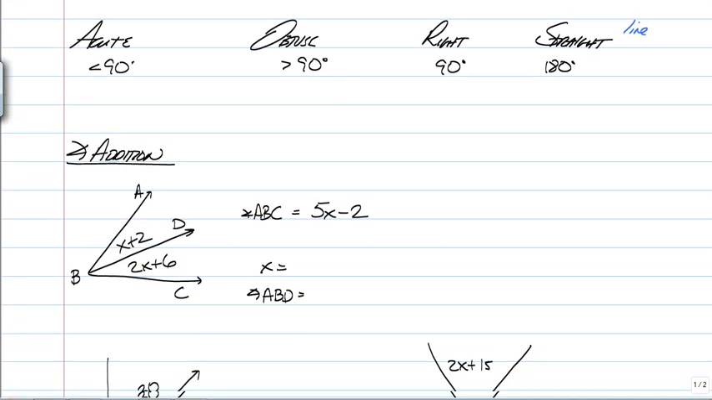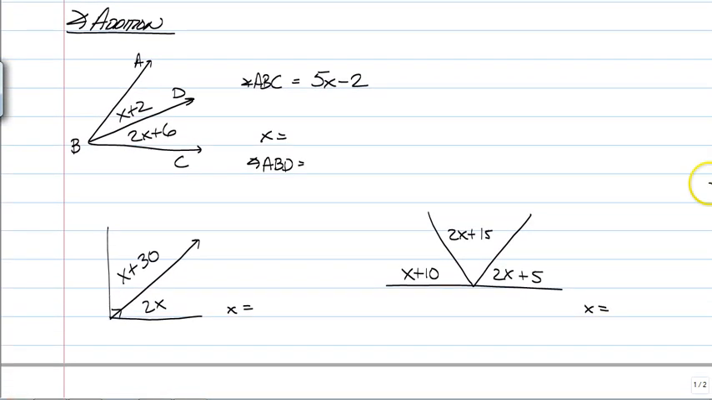Moving on to angle addition. Angle addition is not much different than segment addition. So if you remember segment addition, we just took 2 little pieces and we added them together to create a big piece. Well, that's what's happening with angle addition. We take one little angle, we add another little angle to it, and when you're all done adding those together, you have one big angle. Okay, so it's going to be very similar.